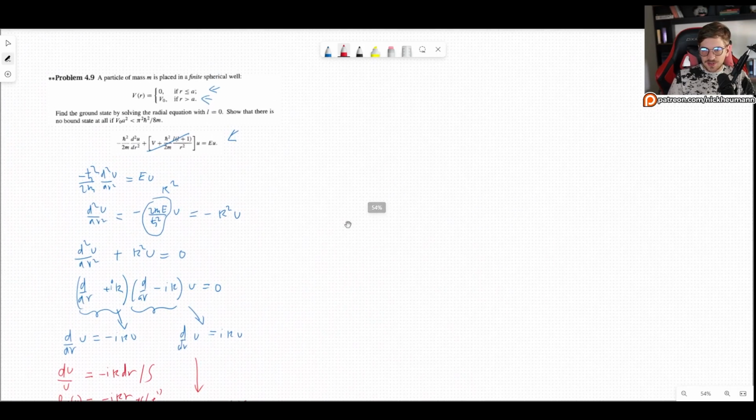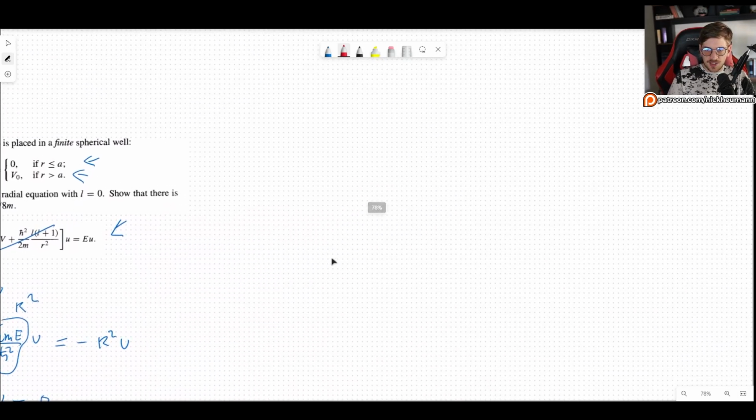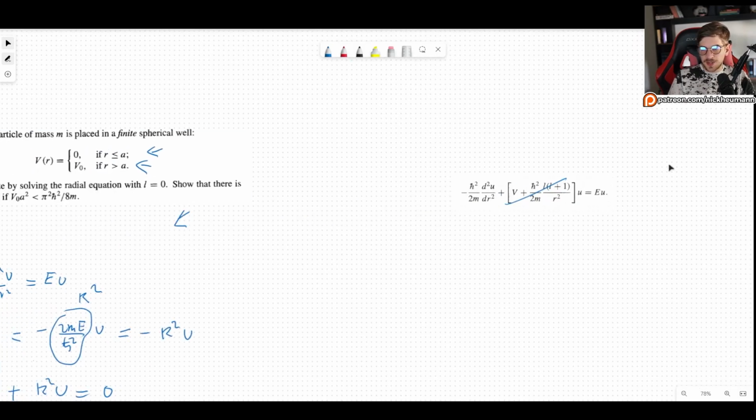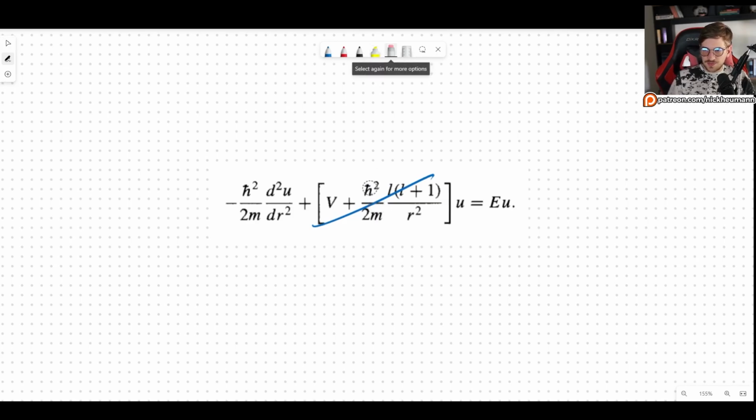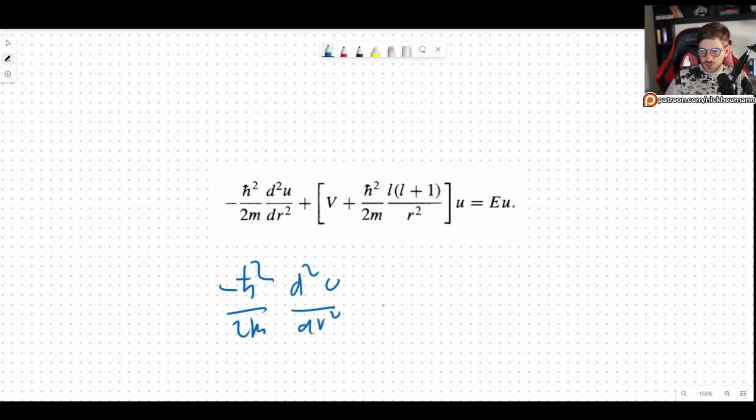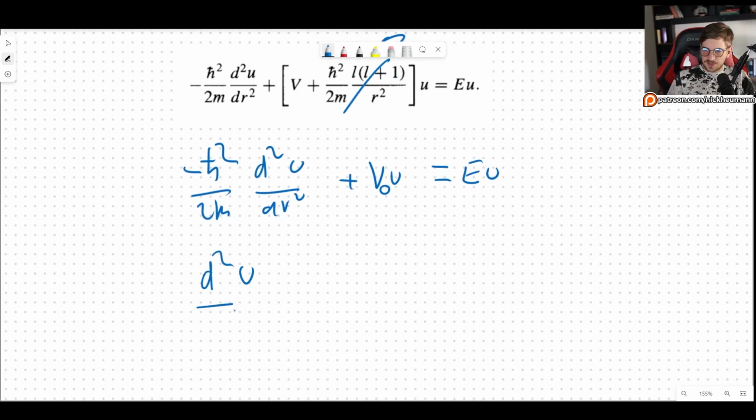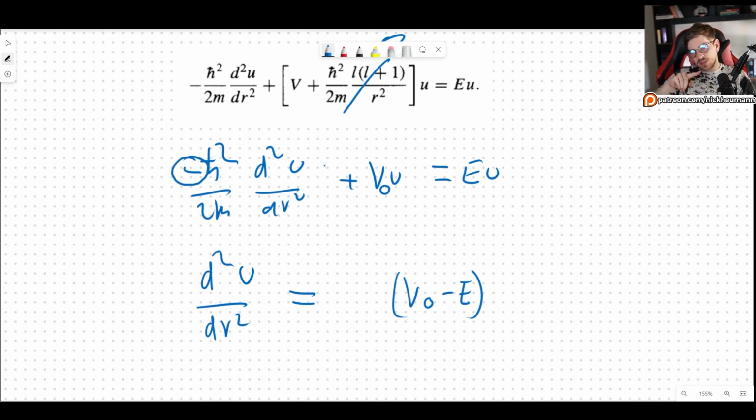So let's now go to the other case, where we are in the potential V0. Maybe instead of in and out, we should just say 1 and 2, but it doesn't really matter. So now we have to solve this when the potential is V0. That means we have to solve minus h bar squared over 2m d squared u over dr squared plus V0 u is equal to E u. Here we can write d squared u over dr squared as equal to, now we have V0 minus E, since we are multiplying by a minus sign, so we had E minus V0 and multiplying by minus we get V0 minus E, times u and times 2m over h bar squared. So that's what we have.